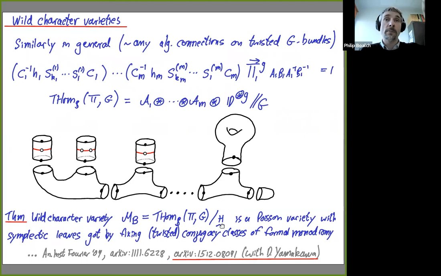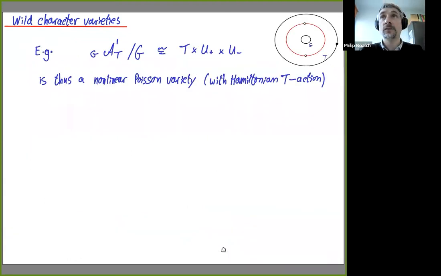So here you have a copy of 8 at each of the marked points on the outer boundary after you've reduced the structure group, and this space of Stokes representations will be a Poisson variety with symplectic leaves got by fixing these twisted conjugacy classes around the boundary. Okay, so there's a sequence of papers which did that. The general untwisted case was here, and this is extended to the twisted case in 2015. So the picture is that we get this large class of Poisson varieties from gauge theory in this way.